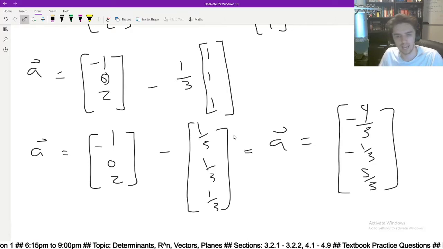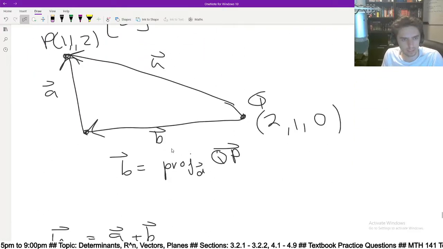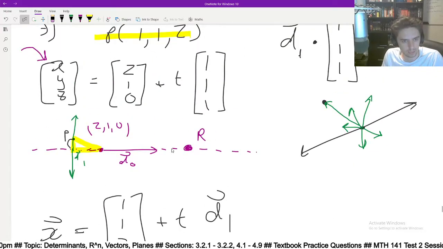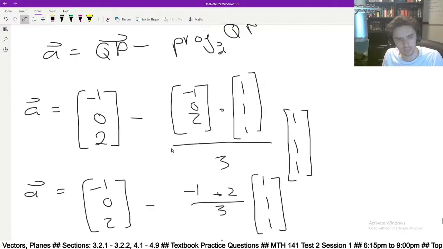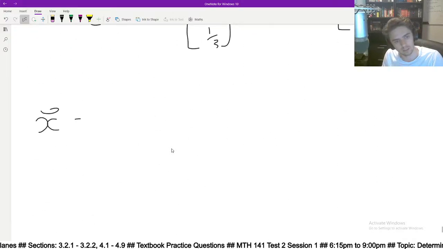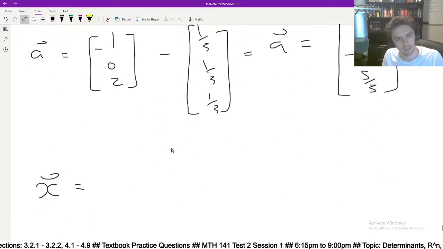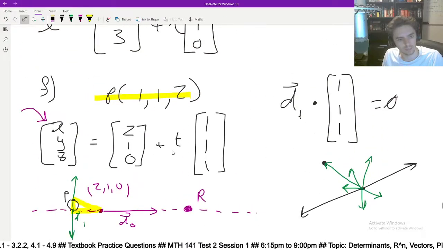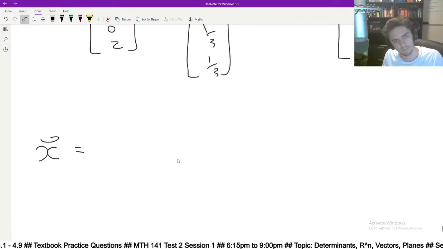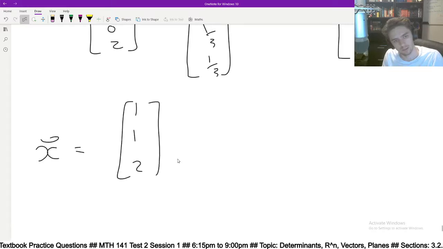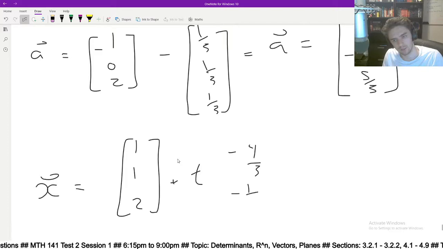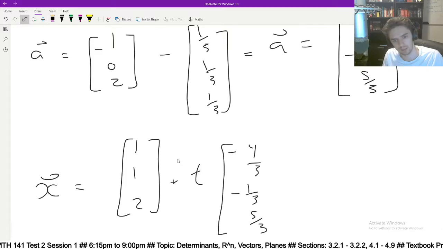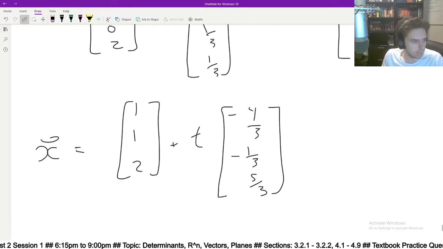Okay, so that's A. We just solved for A. Remember, A is the direction vector of our new line, so our D1 is equal to that. So finally, our answer is the line with starting point P, which is what they gave us, 1, 1, 2, plus t times the direction vector negative 4/3, negative 1/3, 5/3. And there we go.